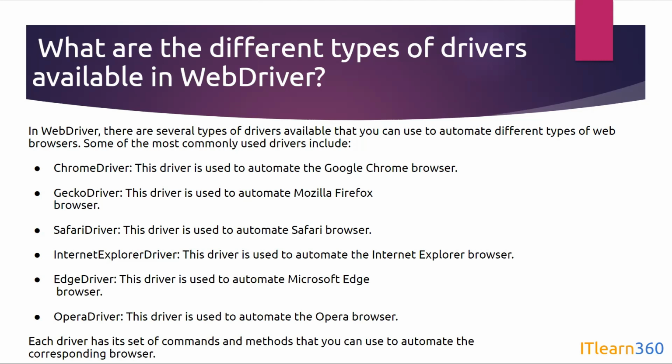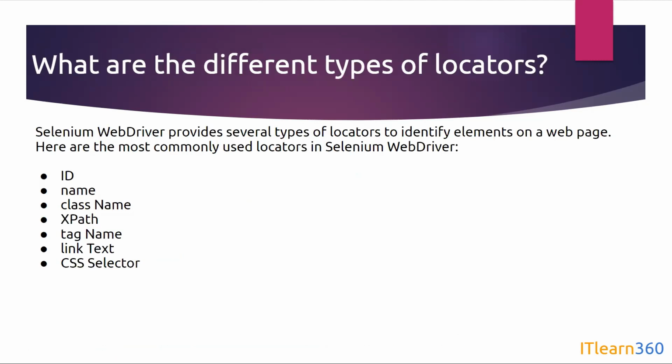Now, the next question, what are the different types of locators? Once you're familiar with drivers, the next question, one of the most commonly asked, is what are the different types of locators? You need to know which locators are available to identify elements. The locators are ID, name, class name, XPath, tag name, link text, and CSS selector.